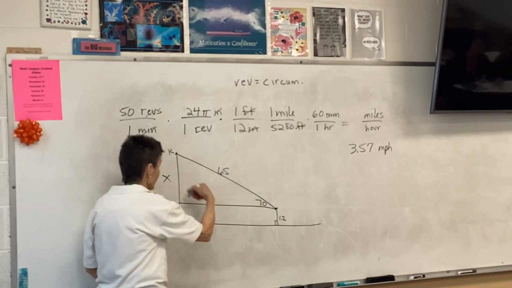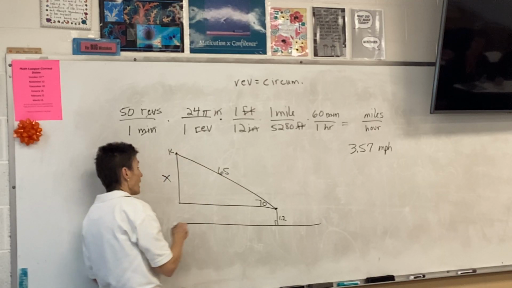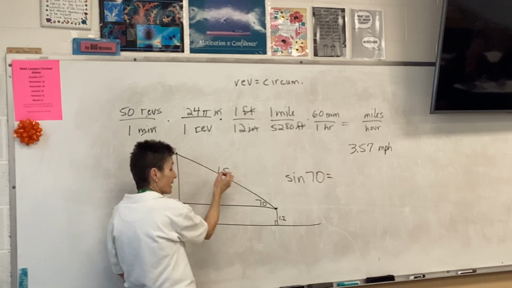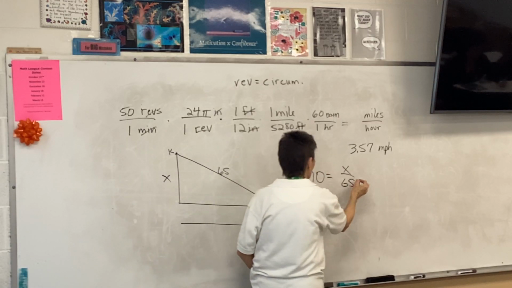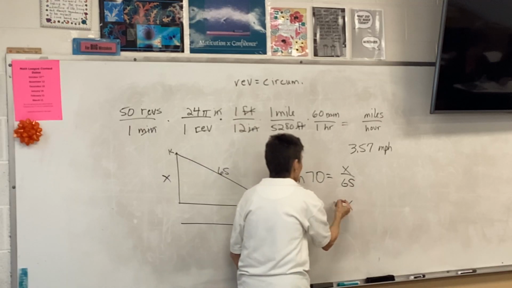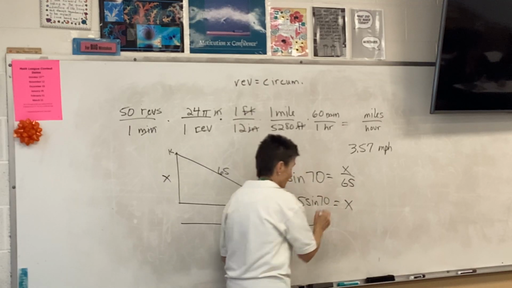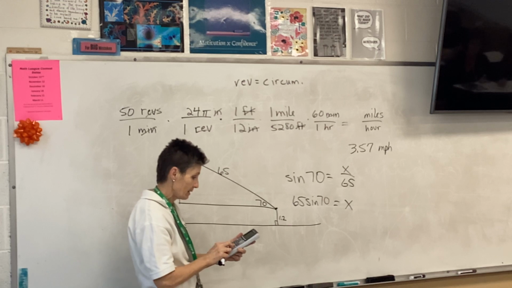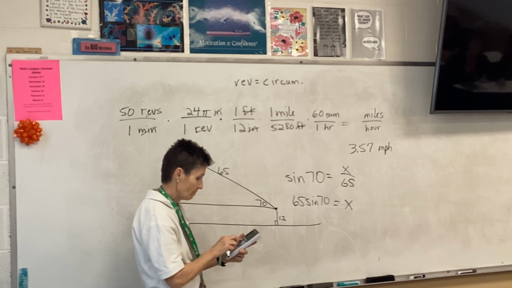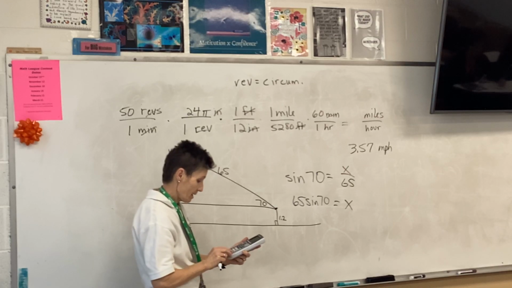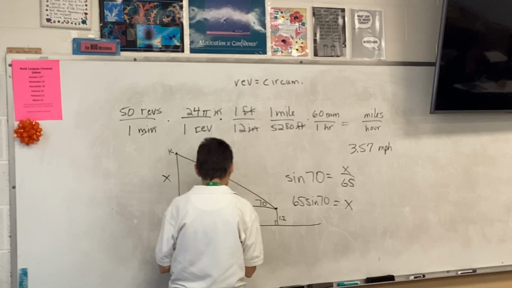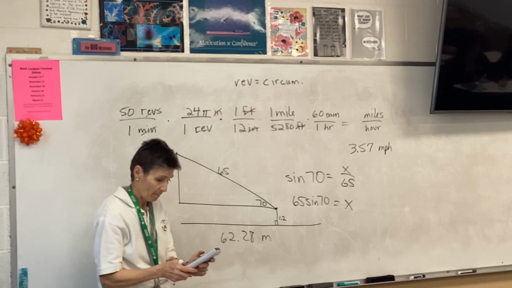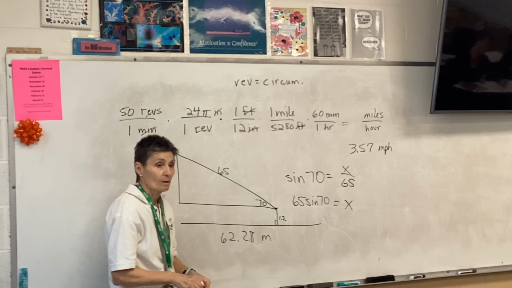All right, so here we go. Take a look at the triangle. Sine 70 equals X over 65. So X equals 65 sine 70, and then I'll add my 1.2. So 65 sine 70, add 1.2. I got 62.28 meters. Is that what you got? Yep. Did you add after? Okay.